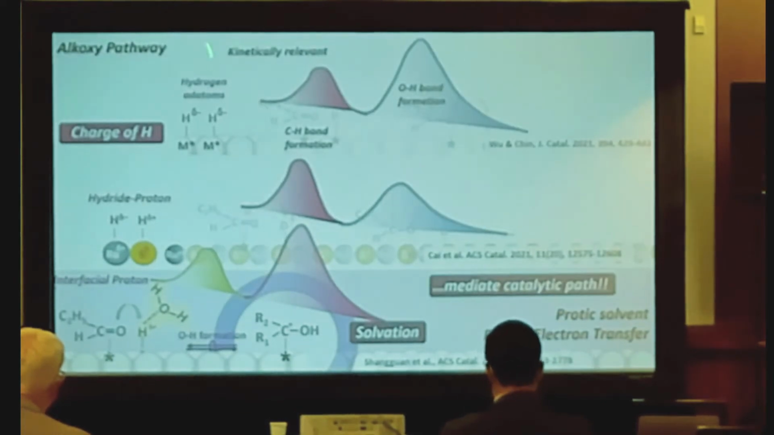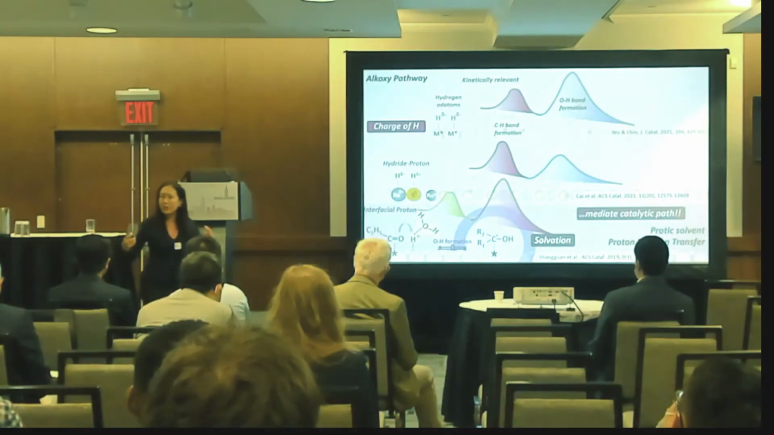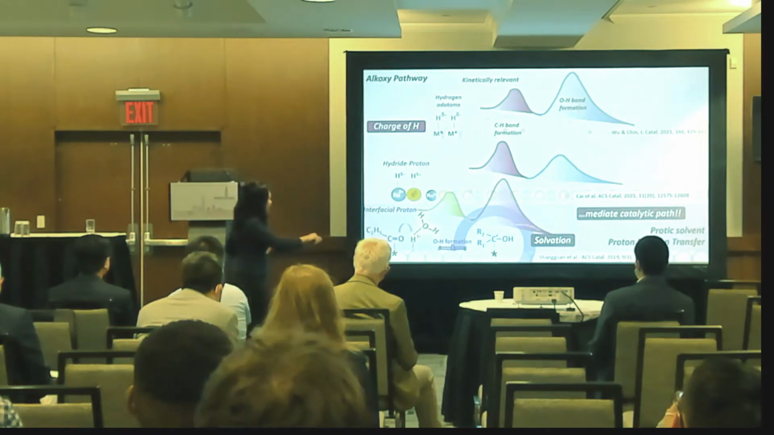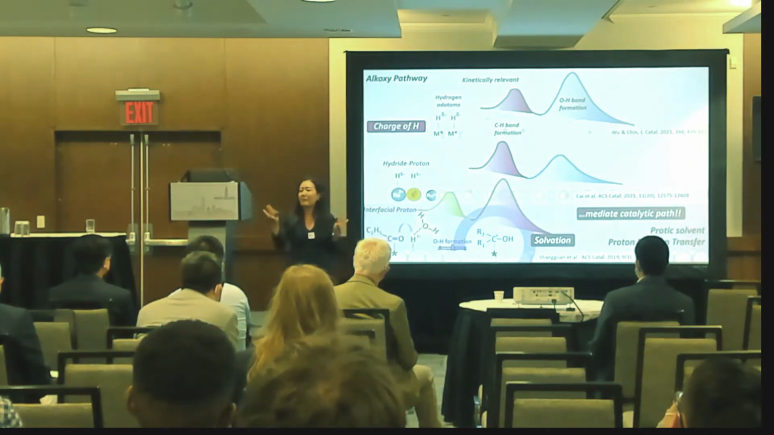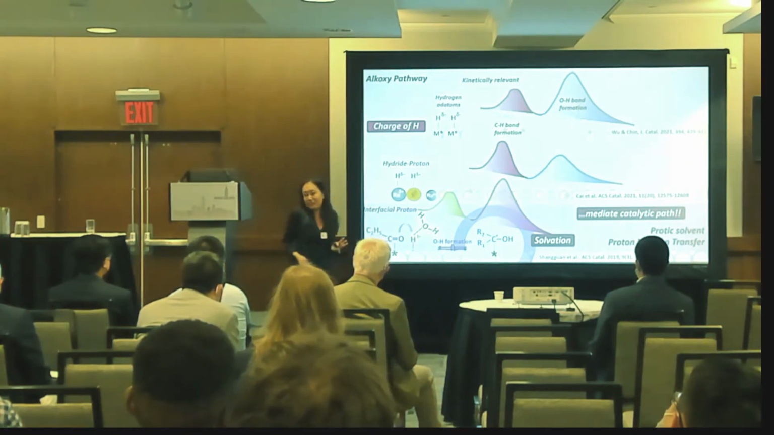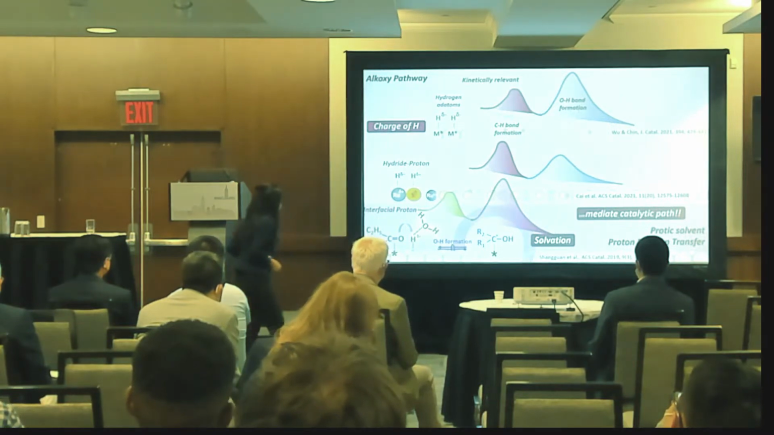We have the alkoxy pathway, where the kinetically relevant steps are different. OH bond formation for the hydrogen atom attached, but CH bond formation on the hydride-proton pair, so the chemistry changes. It is the relative dance step of the hydrogen, because of their different charge and because of the solvent that is able to stabilize the intermediate. That has multiple effects that change the relative size of the two steps.